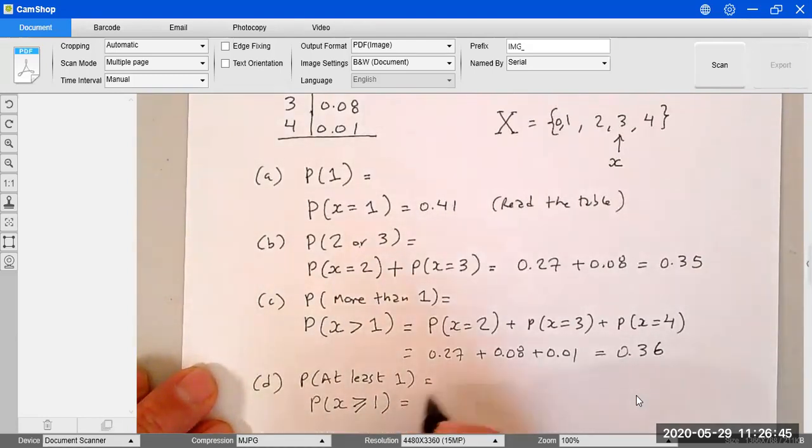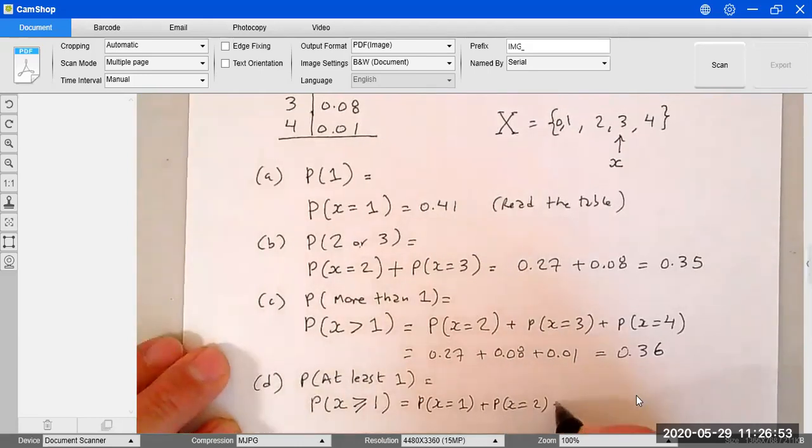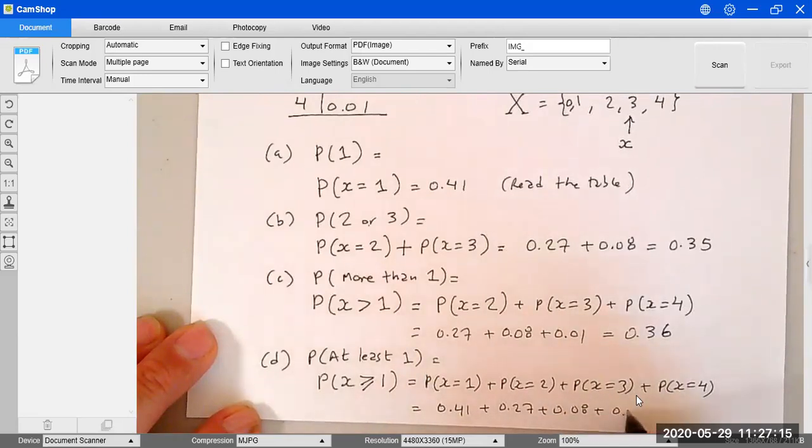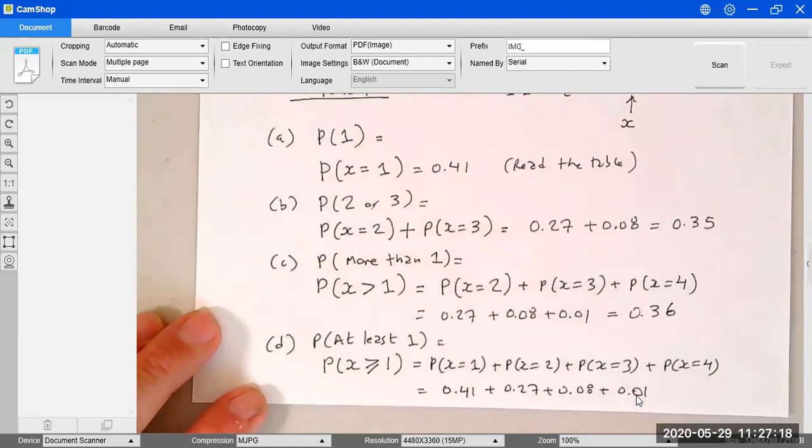So in this case, is the probability that x equals 1 plus the probability that x equals 2 plus the probability that x equals 3 plus the probability that x equals 4. So we're going to need to add 4 values. So 0.41 plus 0.27 plus 0.08 plus 0.01, or you can use the complement rule, the rule of complements.